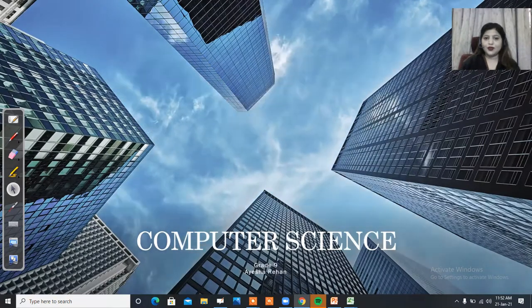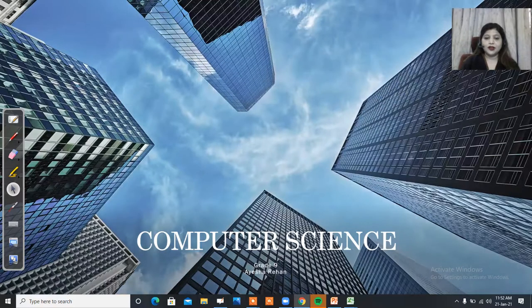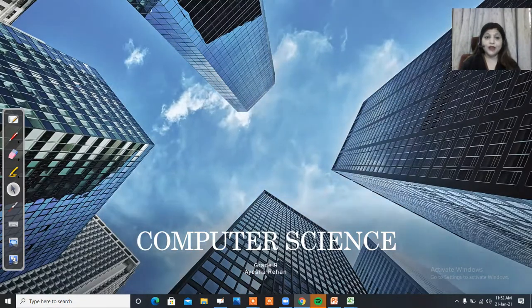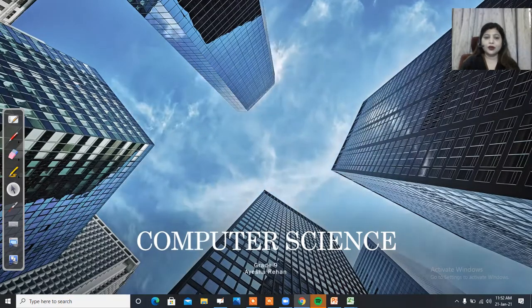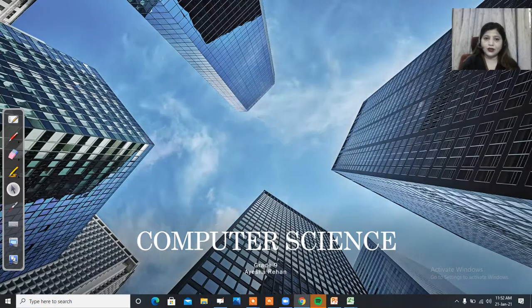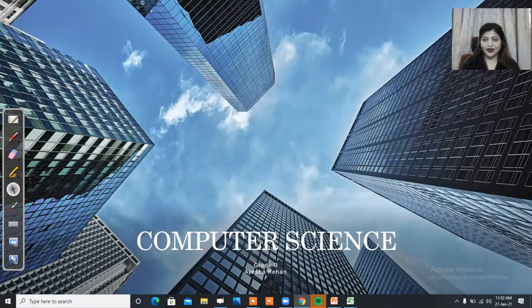I decided to start this lesson with this theme picture. As you can see, skyscrapers along with a blue, beautiful sky. So that clearly shows that when there is a will, there is a way.